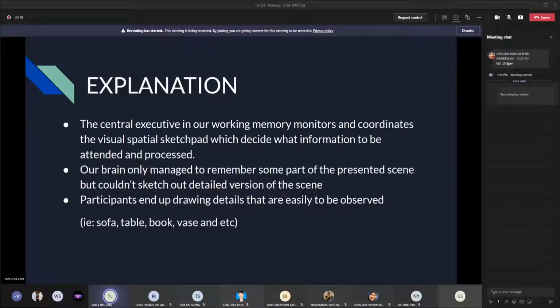So these are our explanations. The central executive in our working memory monitors and coordinates the visual spatial sketchpad, which decides what information is to be attended to and processed. Our brain only managed to remember some parts of the presented scenes, but couldn't sketch out all the detailed versions of the scenes. Participants ended up drawing only details that are easily observed, like the sofa, table, books, vase, and so on.